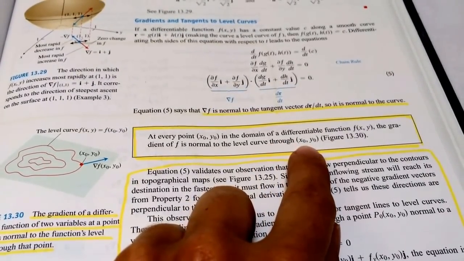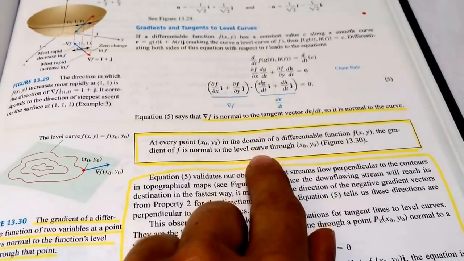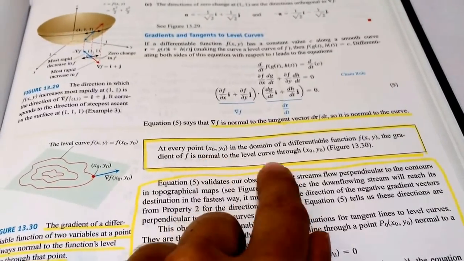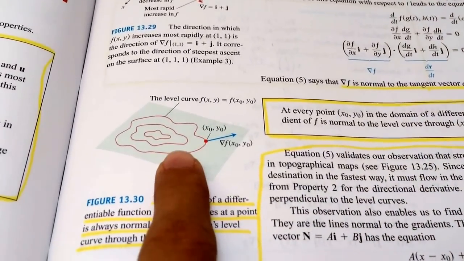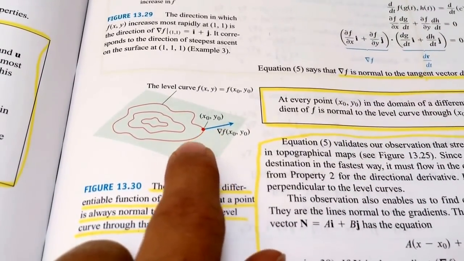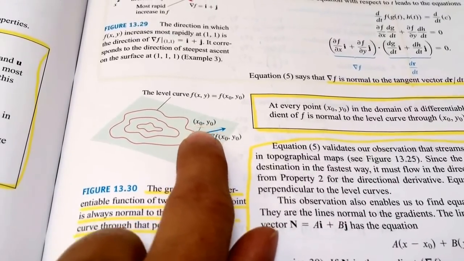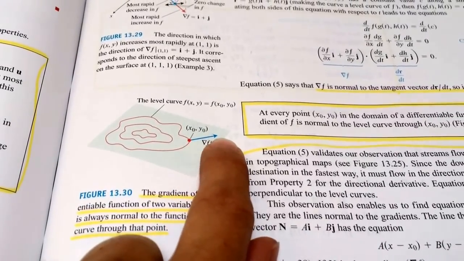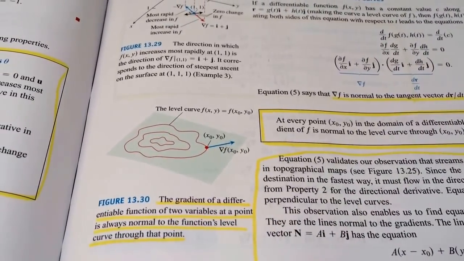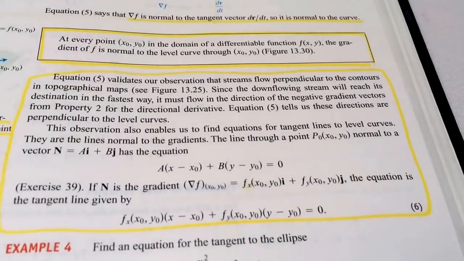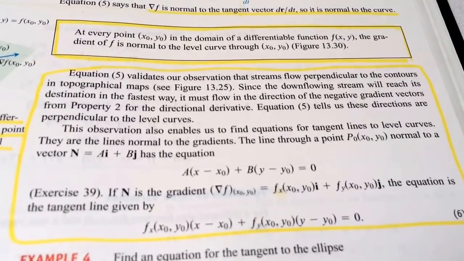So at a particular point, you have a specific level curve, and then the gradient vector would be normal or orthogonal to that level curve. So there's a picture of it here. You have a specific level curve at a particular point, and then this is the gradient vector normal to that level curve.